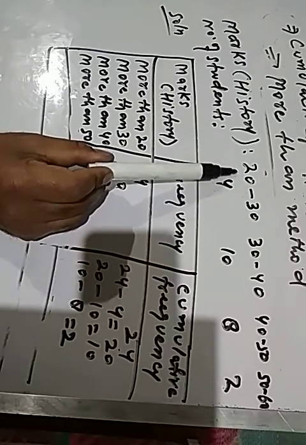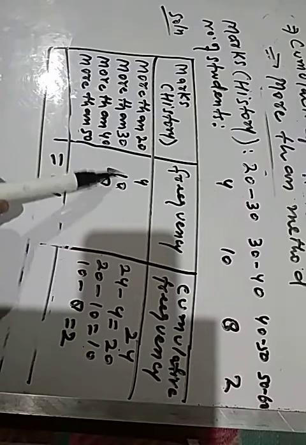The logic for more than 30 is that these 4 will be excluded, because their marks are more than 20 but less than 30, and the next class starts from more than 30. Since their marks are less than 30, they will be excluded from this. 24 minus 4 remains 20. And for more than 40, there are only 10 students.